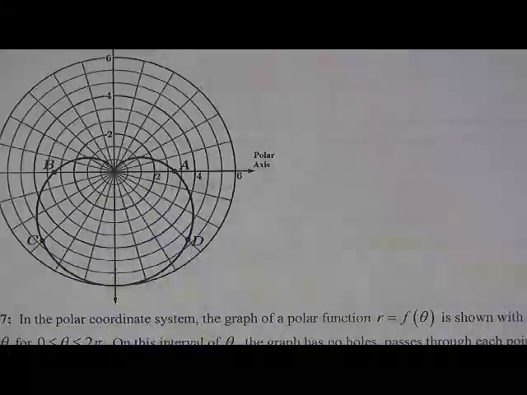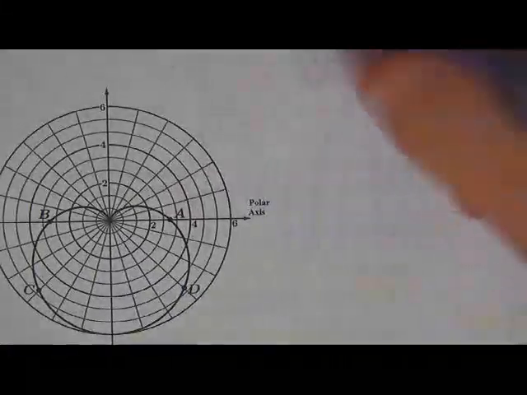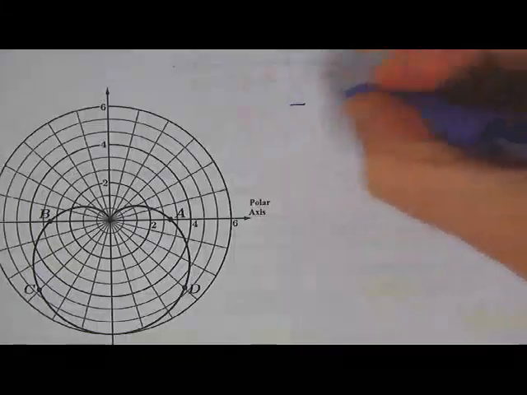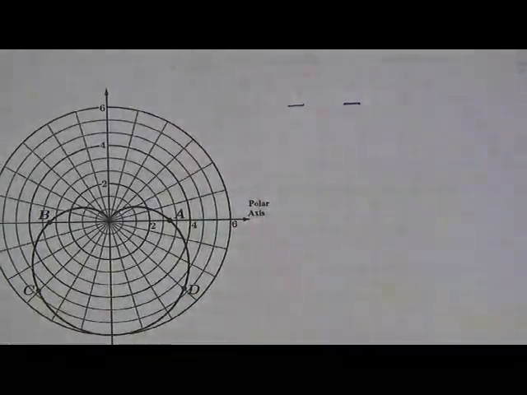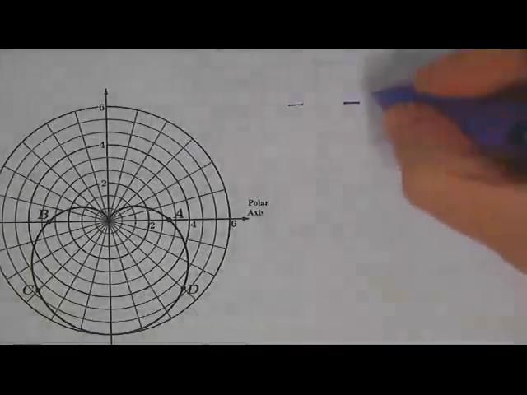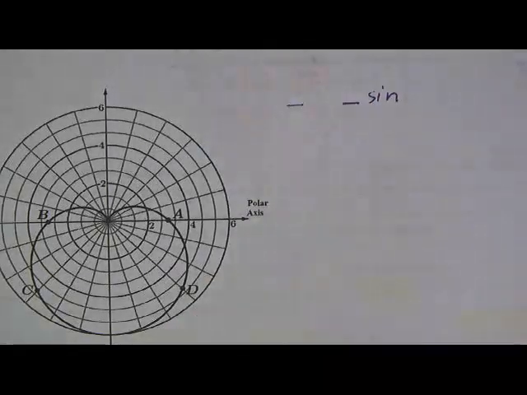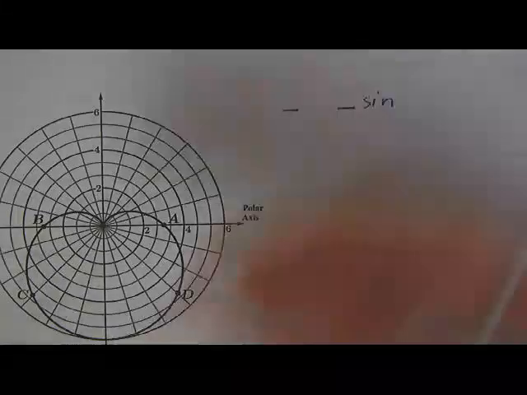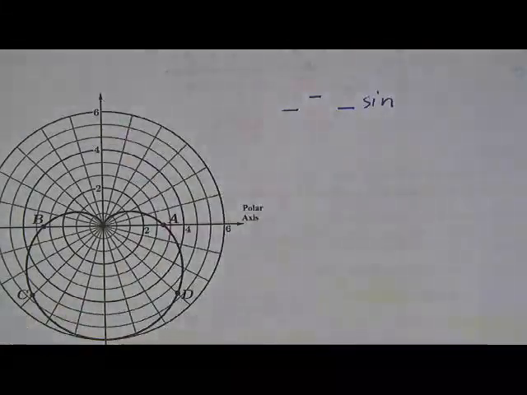It's open down. Cardioids mean that your first and second number will match. I know this is a sine graph because it's open down. I know that it's a negative sine graph because it's open down. Sine opens up and down, cosine opens left and right.